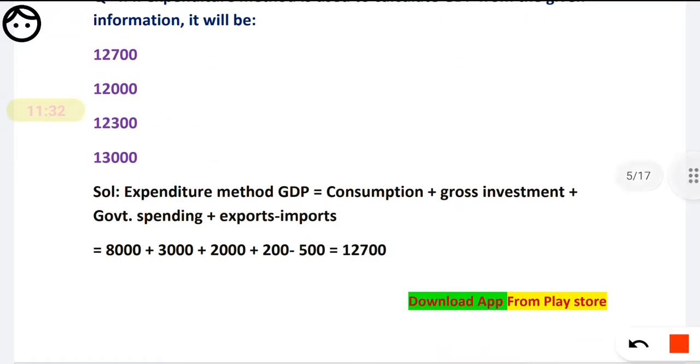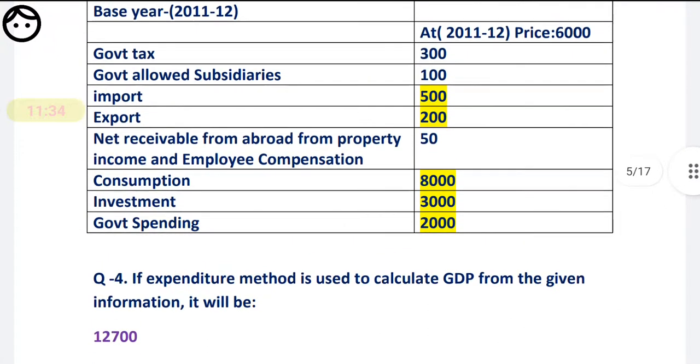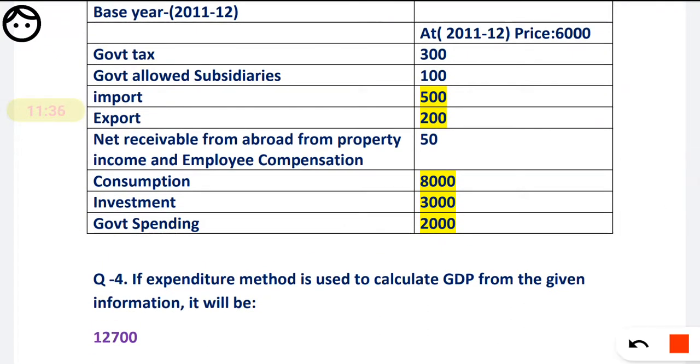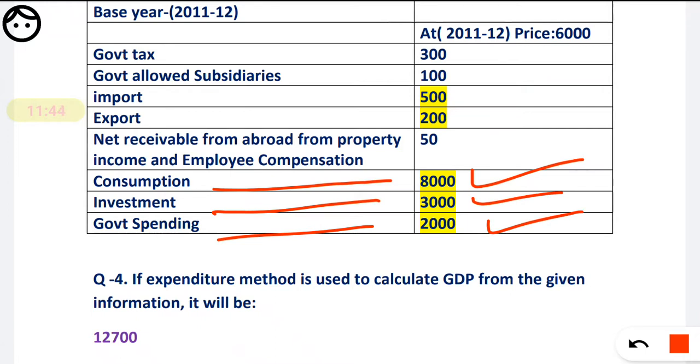What they have given: C plus I plus G. See in the table, they have given what is C, right? C means consumption, I for investment, and G for government spending. So add C plus I plus G, you will get 12,000, right? So 13,000 you will get here, right?